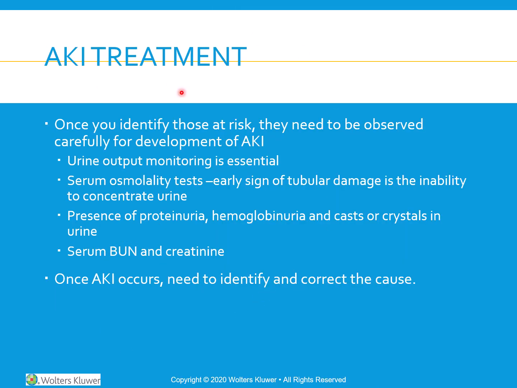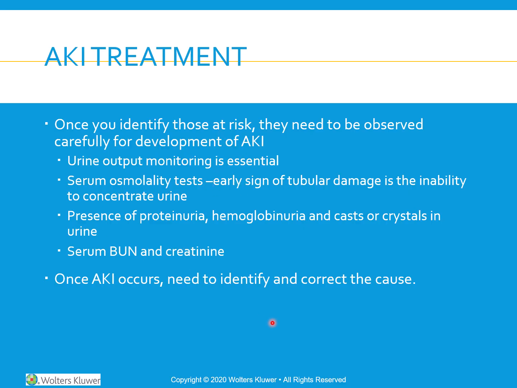So the treatment of AKI, the big thing that I'm going to say again here is you really need to identify people who are at risk, and you need to observe those folks carefully for the development of AKI and take appropriate measures to prevent it from even happening. And so one big one is to make sure that we're closely monitoring urine output, especially in patients who are critically ill, making sure they have at least 30 cc's of urine output per hour and that those numbers aren't significantly dropping. That's really important here.